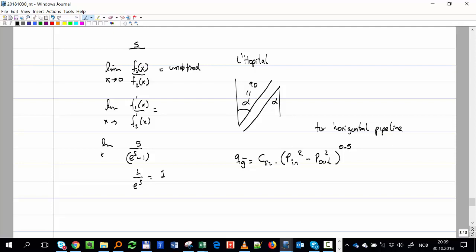I get rid of the S, and I had this issue with S over E to the S, so I applied L'Hopital, Kalashnikov will be happy, and then we got this expression for horizontal pipe: P in minus P out to the 0.5.